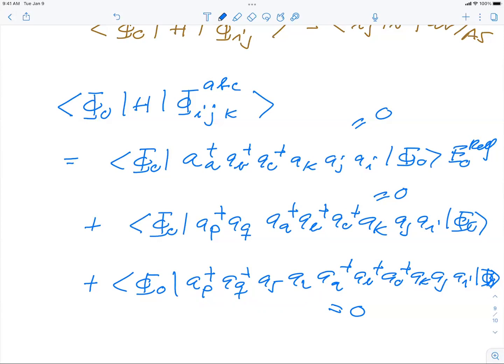So the only way you could have something which gives a non-zero contribution would now be that this state here would have to be something like a phi of I of A.